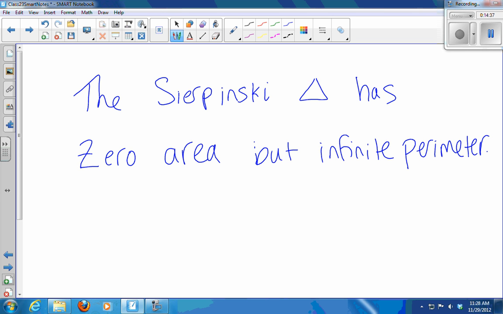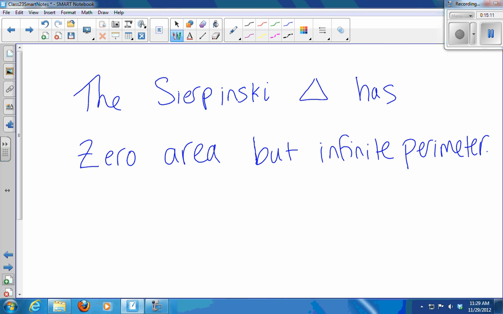Right? So area tells you how much space it takes up. So it takes up no space, but has an infinite perimeter. Might as well be a line, no thickness, one end of the universe to the other. And the Koch snowflake was a fractal that has infinite perimeter but takes up finite area. So that was weird enough. But now we have infinite perimeter with no area.